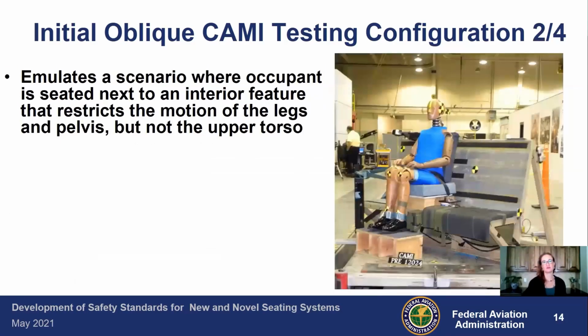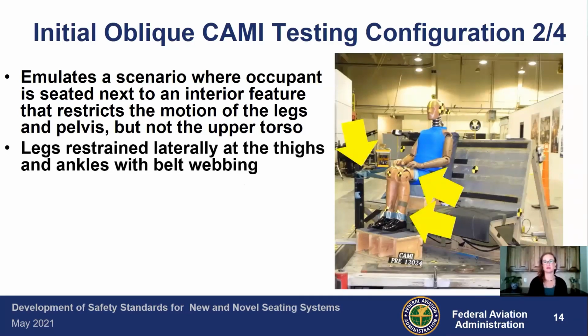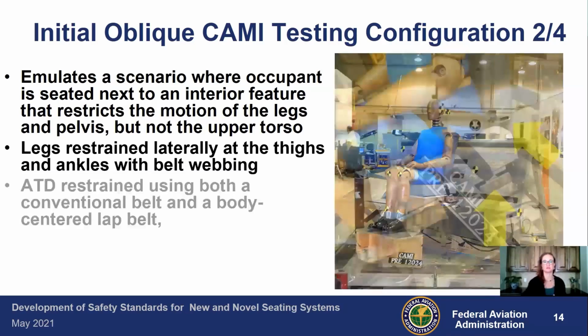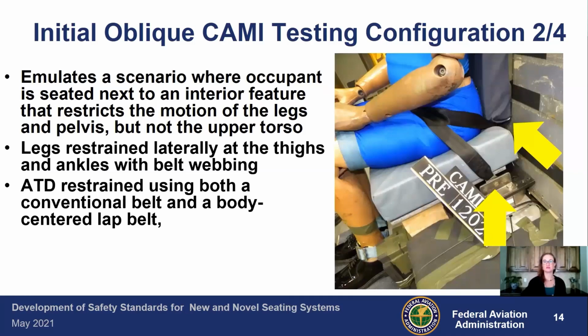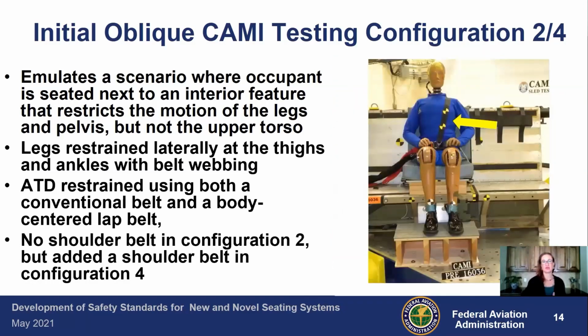The second and fourth configurations are an instance where the occupant is seated next to an interior feature that holds the pelvis still and holds the legs still, but not the upper torso. So maybe a low shelf next to the test dummy or the occupant's pelvis. So in this instance, we still had the legs restrained because that's what we've been told. So we used webbing to restrain laterally at the thighs and the ankles. We used a body-centered belt and a conventional belt. And then, like I said, in configuration 2, we had no upper torso restraint. In configuration 4, we added the shoulder belt, so the upper torso restraint.